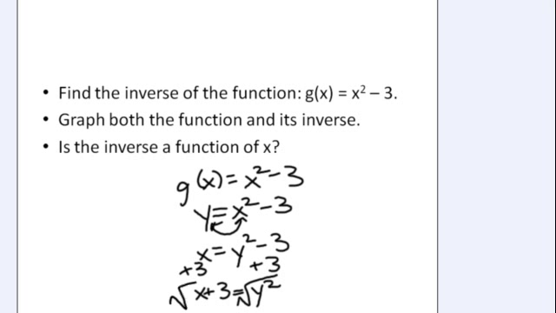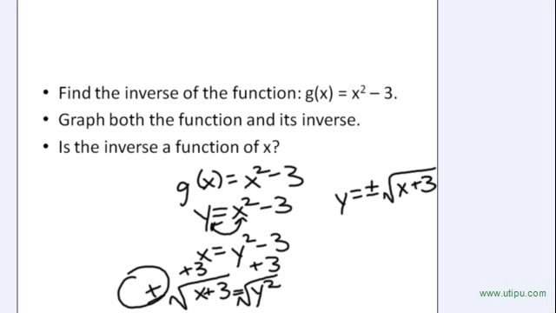And I have to remember when I take the square root, I have to put back in the positive or the negative because squaring something gets rid of the negative. When I'm undoing the equation or using inverse operations, I have to put the negative back in. So I have y equals positive or negative the square root of x plus 3.